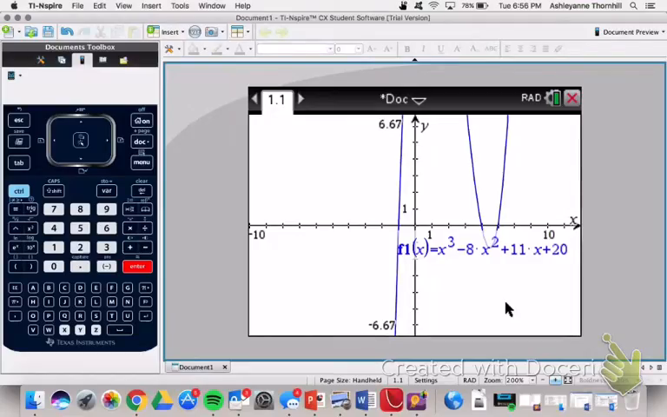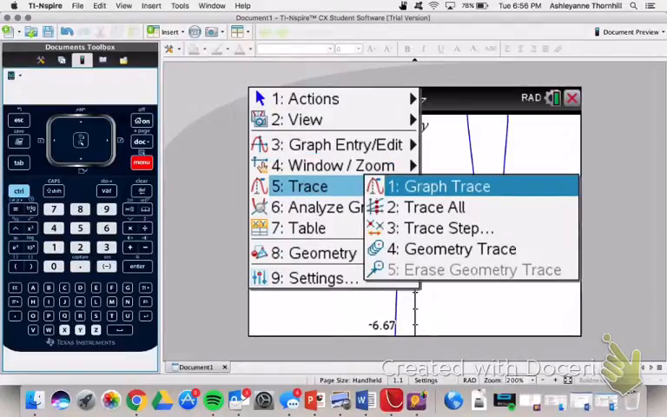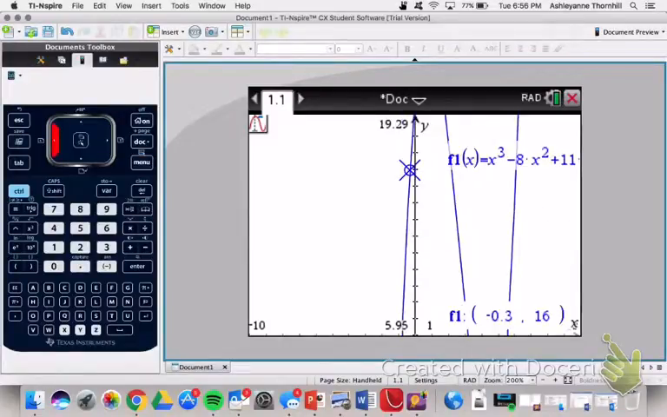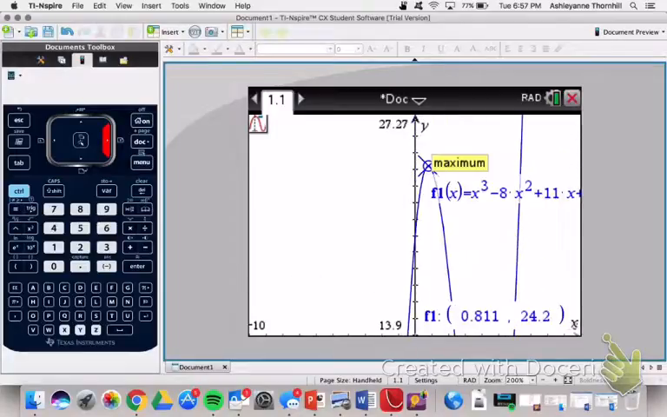So I have the graph on the calculator. I've graphed it, and all you have to do is add graph, type in the equation. If I want to find my zeros, then I'm going to go to Menu, Trace, Graph Trace. So Menu 5, 1. Then you can scroll left or right. Here it pops up and it says 0. So I have a 0 at -1.